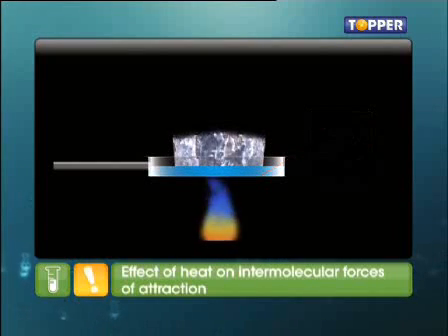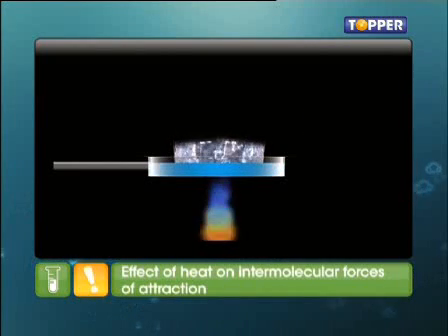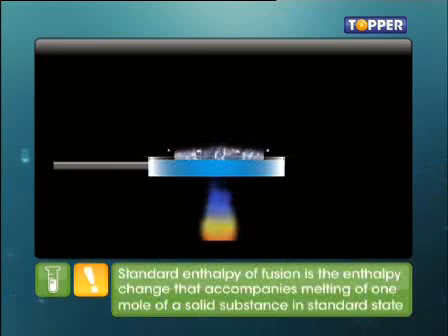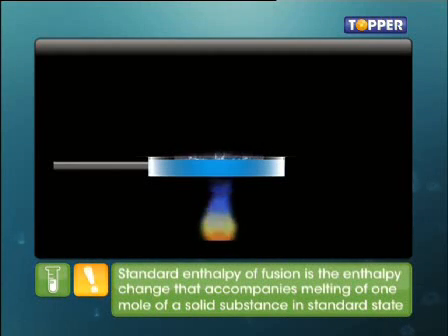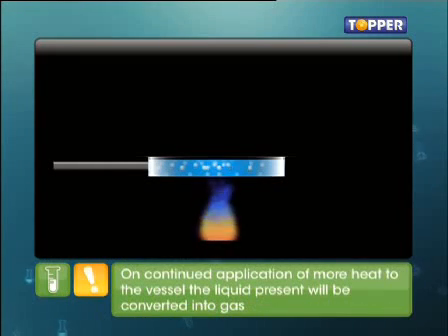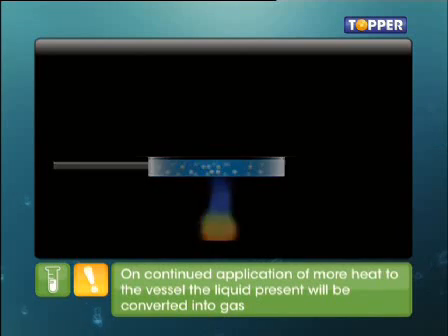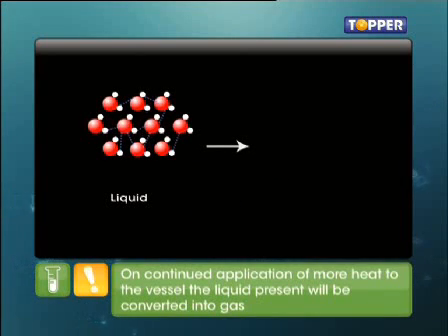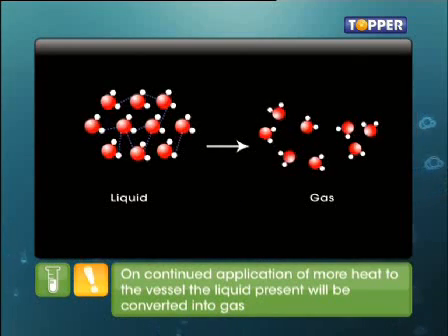The energy required to convert a solid into liquid is called its enthalpy of fusion. It is defined as the enthalpy change that accompanies melting of 1 mole of a solid substance in standard state. This is also called standard enthalpy of fusion or molar enthalpy of fusion. Now, what would happen if we continued to supply more heat? That's right, liquid will be converted into gas.